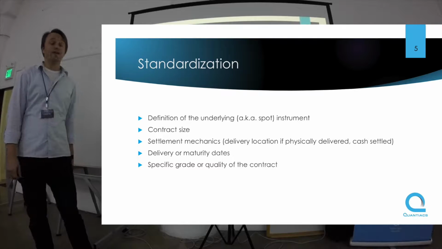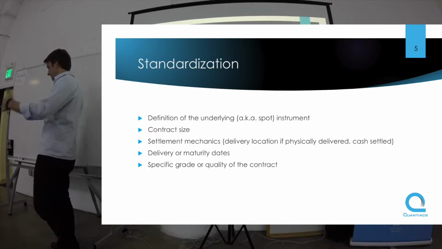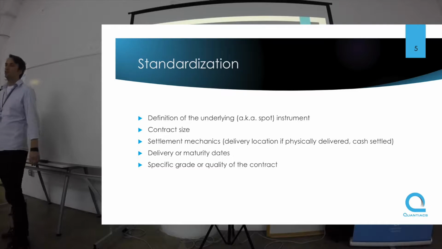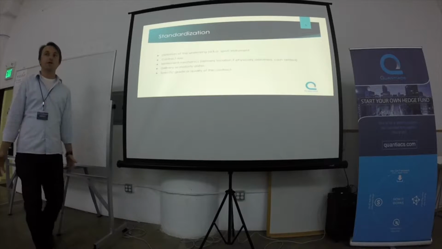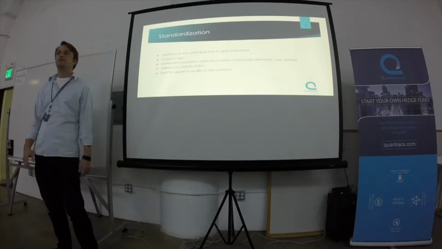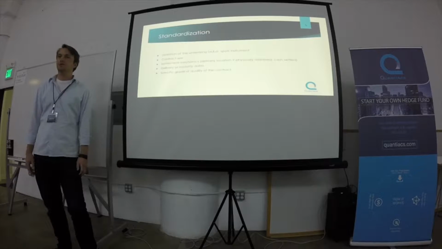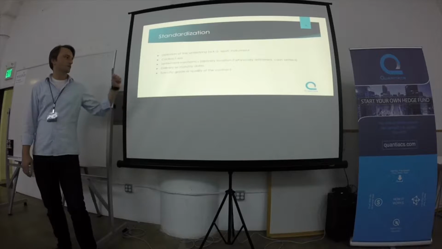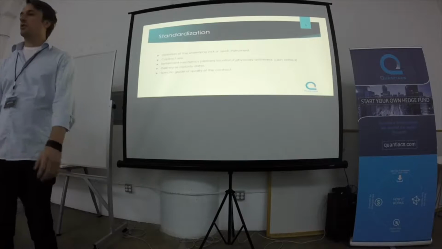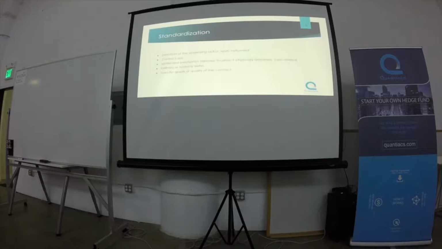And then, of course, the grade or the quality of the underlying. So I mentioned already, crude oil comes in different grades and qualities. Brent is different from the West Texas Intermediate crude oil. So this is also specified in the futures contract, and thus it's standardized. So both parties know what they have either to deliver or what they get.